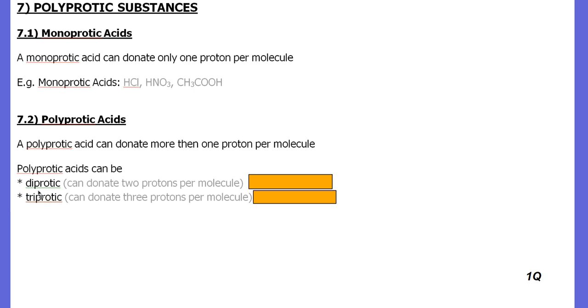Polyprotic acids can be diprotic, meaning donating 2 protons per molecule, and a common example is sulfuric acid or carbonic acid. In theory, they can both donate 2 protons per molecule, or they could also be triprotic, which means donating 3 protons per molecule. And some examples there are phosphoric acid and citric acid. We know that complicated structure of citric acid, 2-hydroxypropane, 1,2,3 tricarboxylic acid. The fact that it's tricarboxylic or 3 carboxylic acid groups means it can donate 3 protons.